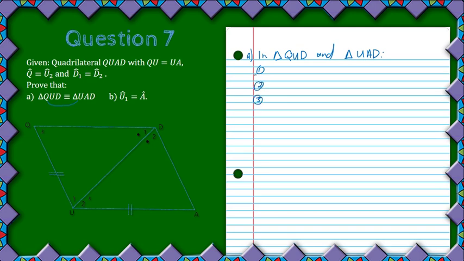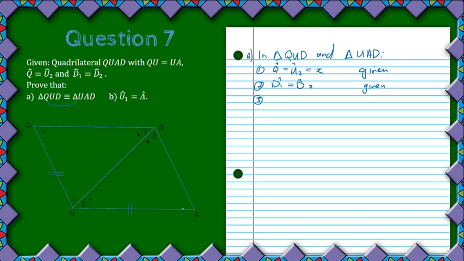And for the first one, we are given that angle Q is equal to angle U2, which is equal to X. So that's the given. Then we are given that angle D1 is equal to angle D2. That's given. And then finally, we are given that these two sides are equal.